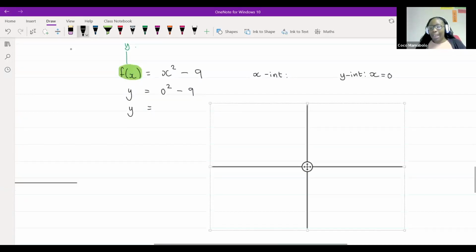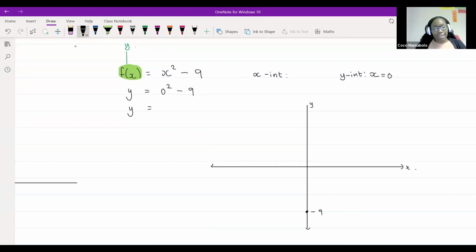-9. Thank you, my darling. Good. My graph will cross the y-axis at -9. That was the y-intercept. Let's talk about the x-intercept.